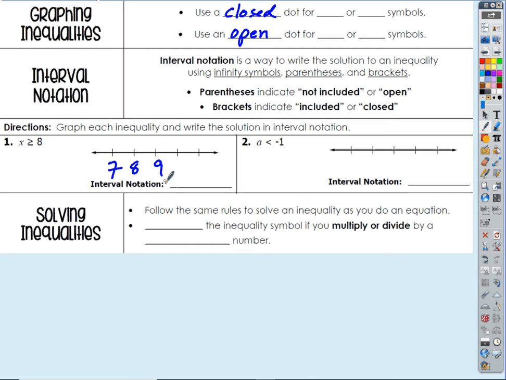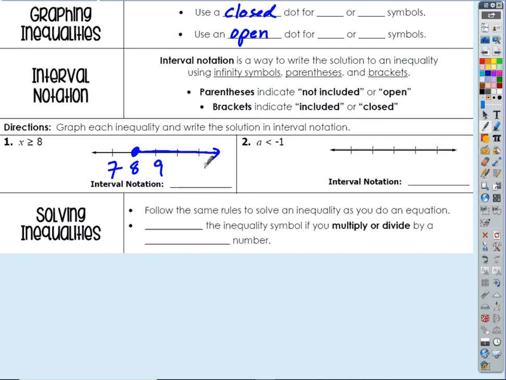I'd use closed, wouldn't I? I'd use a closed dot, and then I would shade in which direction? To the right, because I'm taking values of x that are greater than 8, so that are more positive than 8, right? On the number line, if I go to the right forever, I'm going towards positive infinity. And if I go to the left forever, I'm going towards negative infinity. Okay, so then we use a closed dot.